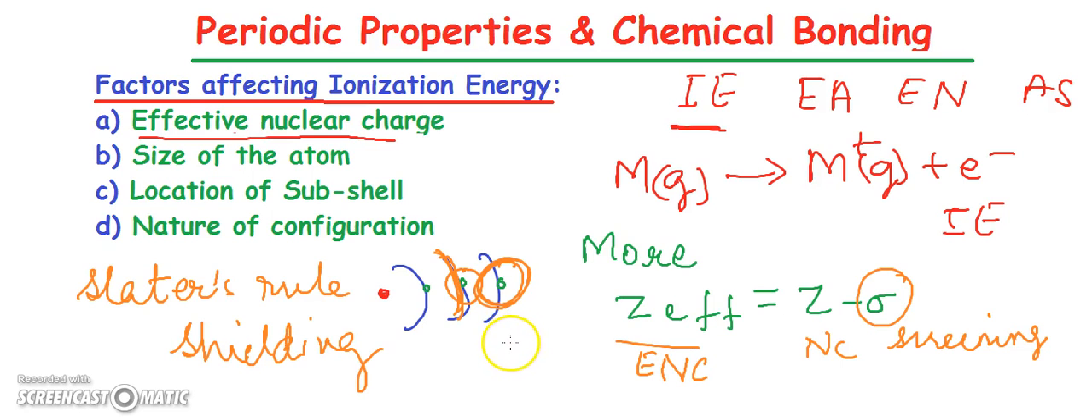Okay, so today we have learned the factor effective nuclear charge, how to find out this effective nuclear charge that affects the ionization energy, and if you have more of the effective nuclear charge, then more energy is required to remove the electron from the valence shell present in the structure of the atom.